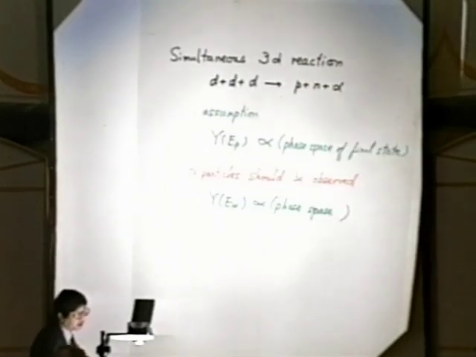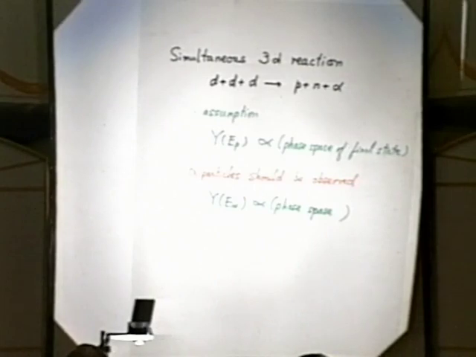For the simultaneous 3D reactions, D plus D plus D makes a proton plus neutron plus alpha. We started with just a simple assumption because we don't know the real mechanism of this process. So the simple assumption is, for example, that the proton spectrum should follow the phase space of the final state, phase space of protons.